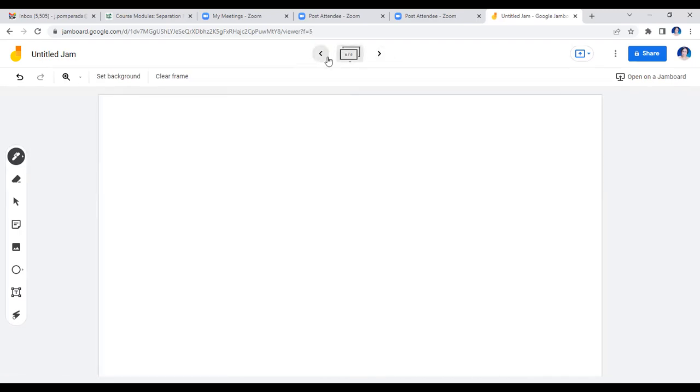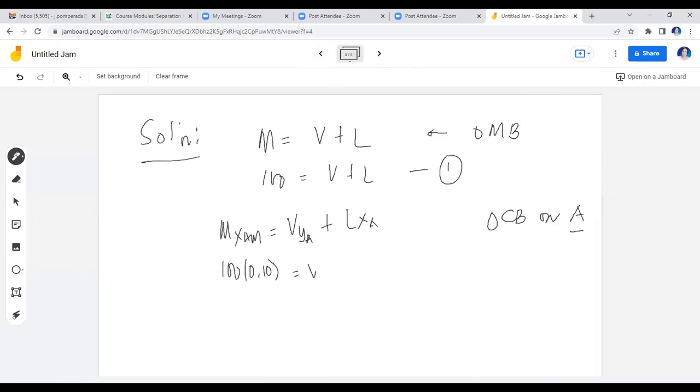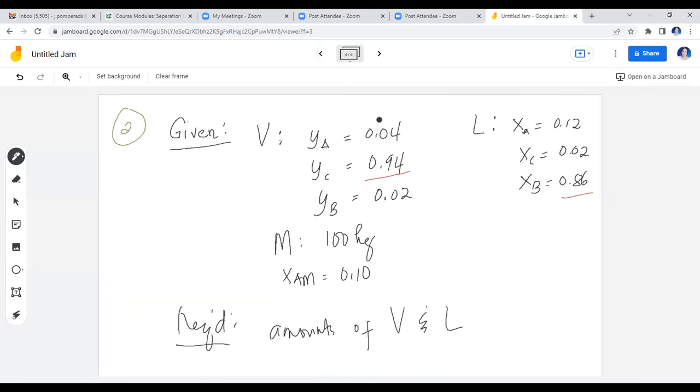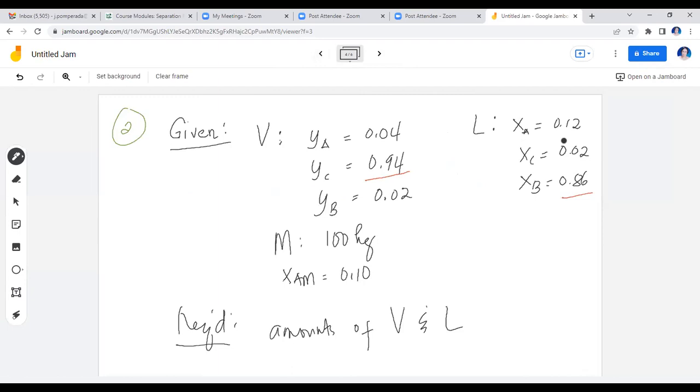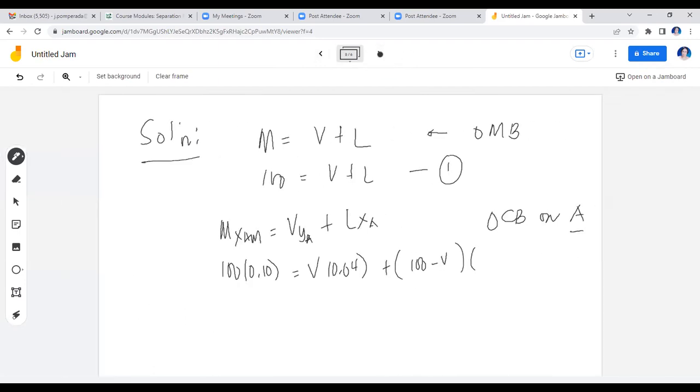Then you'll have V, and then you use the YA based on the answer, so that's 0.04. And since I want the V and the L, I'll get L in terms of V. So my L here is 100 minus V. Your XA is 0.12 in the raffinate. So you'll be getting a V value. If you got the V value, just subtract it from 100, and you will get the L value. You can also use the inverse lever arm rule, but you need to plot using it. Okay? Now what would be our answers here?